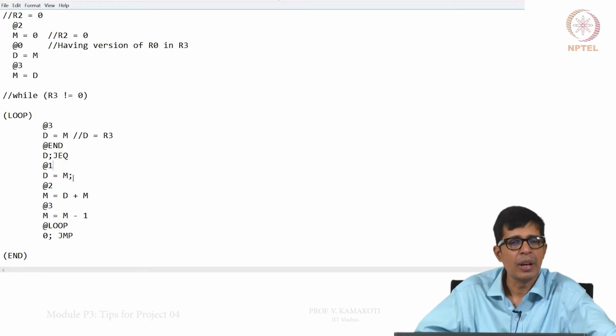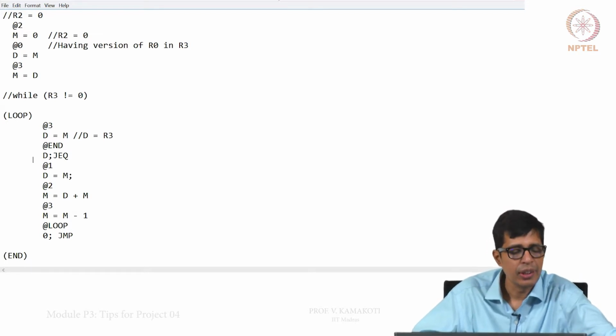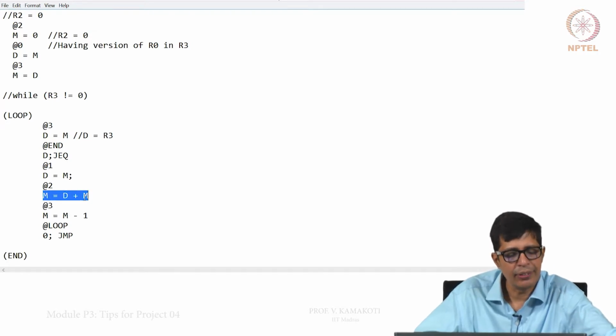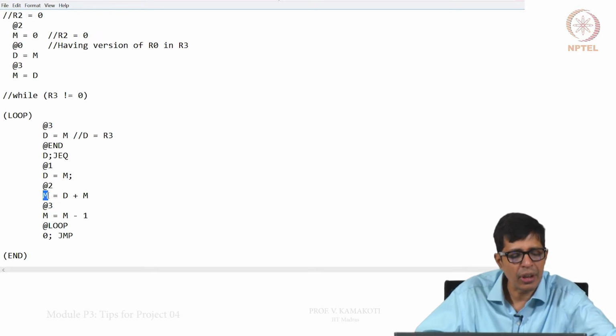Then what I need to do? I need to do R2 is equal to R2 plus R1. So, first I am accessing R1, @1. So, D equal to M. So, D has the value of R1. Then I say @2. So, now I say M equal to D plus M. I may not need the semicolon, does not matter. What is M equal to D plus M? D is having the value of R1. Now, I have put @2. So, this M now is R2. So, R2 is equal to R1 plus R2, right.